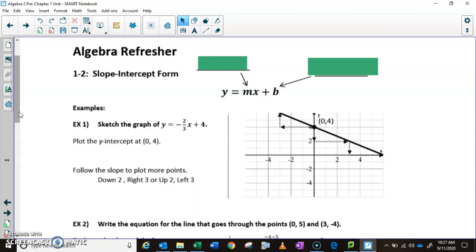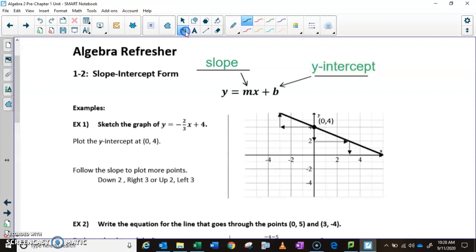We should remember that the slope-intercept form of the equation is y equals mx plus b, where the value of m stands for the slope, meaning rise over run from the last section that we talked about, and b stands for the y-intercept, or the point where it crosses the y-axis. And remember, the y-intercept is an ordered pair, (0, b), the point where it crosses the y-axis.